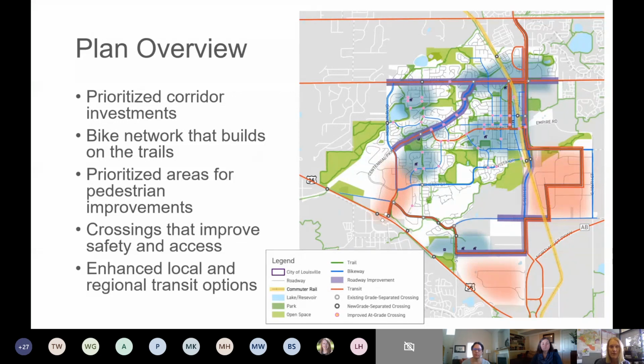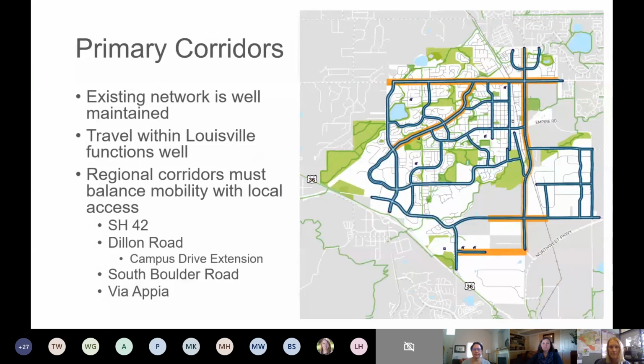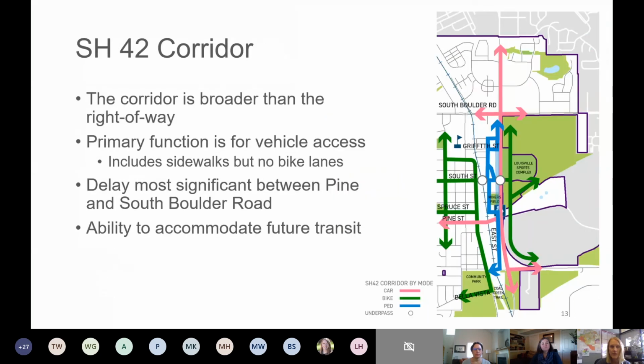And then, of course, we wanted to prioritize enhanced local and regional transit options. So I talked a little bit about the primary corridors that we looked at. And State Highway 42 is one of those key corridors.